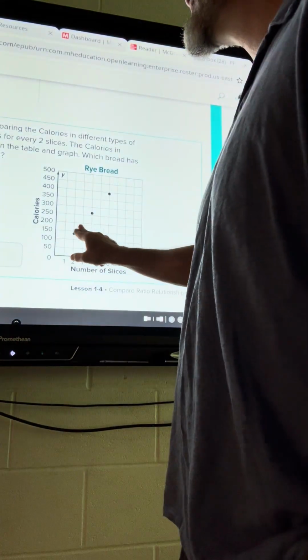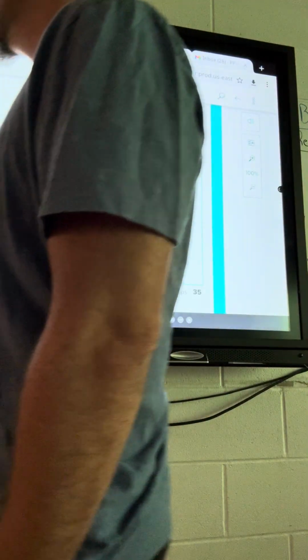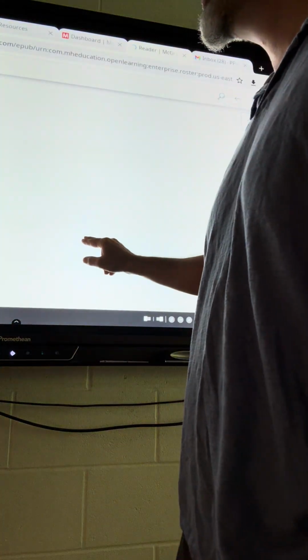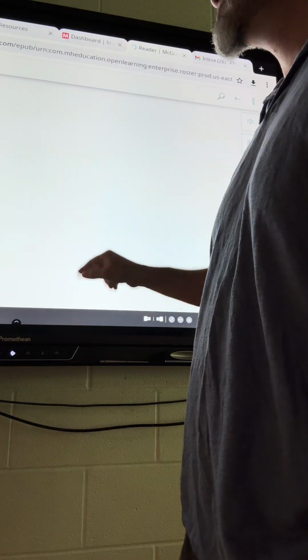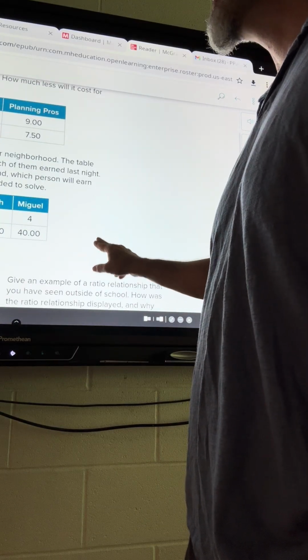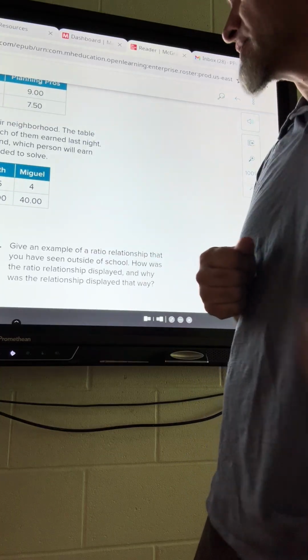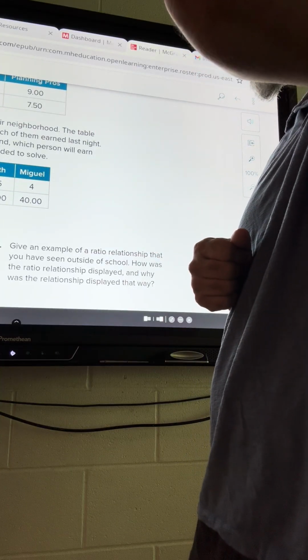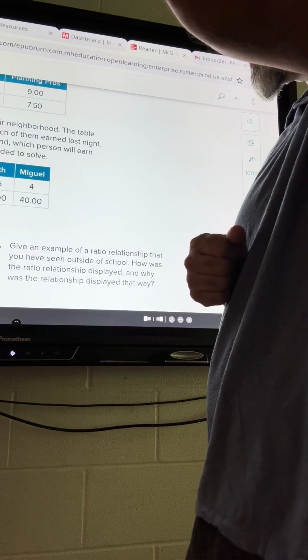Number 5. This one you're comparing Charlie, Beth, and Miguel, all babysit kids in their neighborhood. Which person will earn the most money?